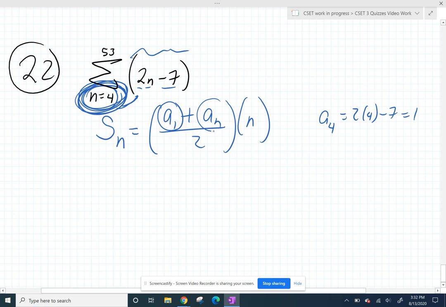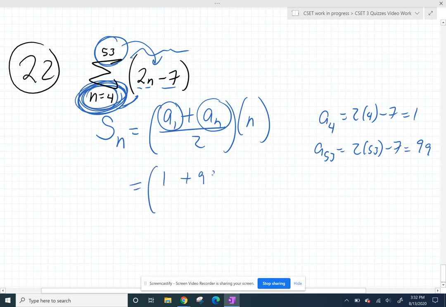And then I'm going to get the last term by plugging in the last number they want me to plug in. So a sub 53 is 2 times 53 minus 7. And my calculator tells me that that is 99. Well, that's nice. So if we take the average of that first term and that last term, we see that the average of those terms is 50. And then how many of those do we have?